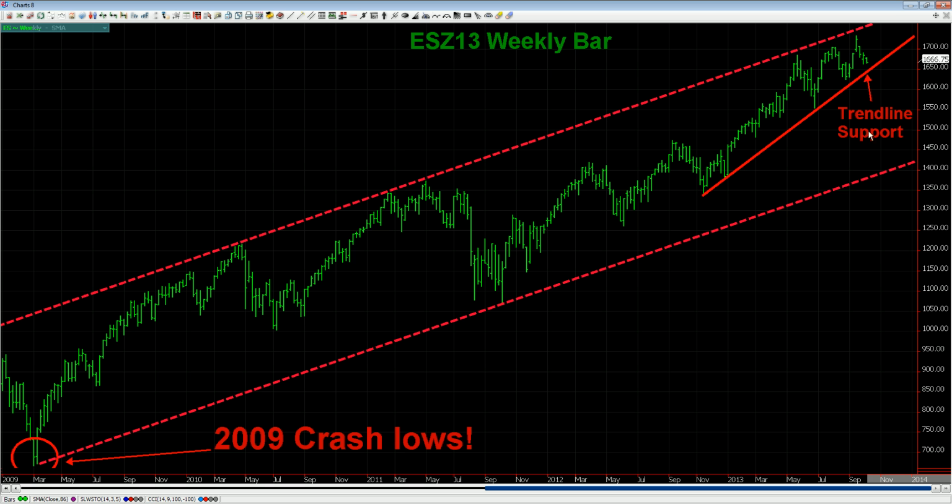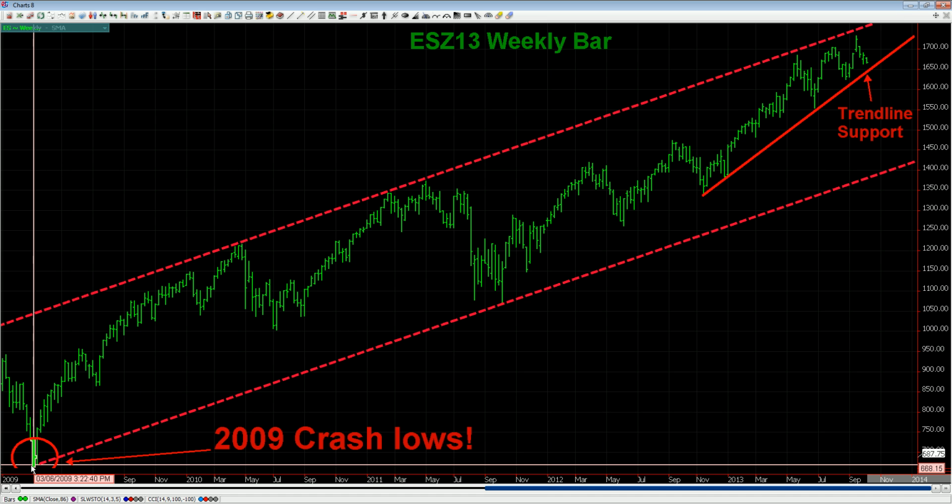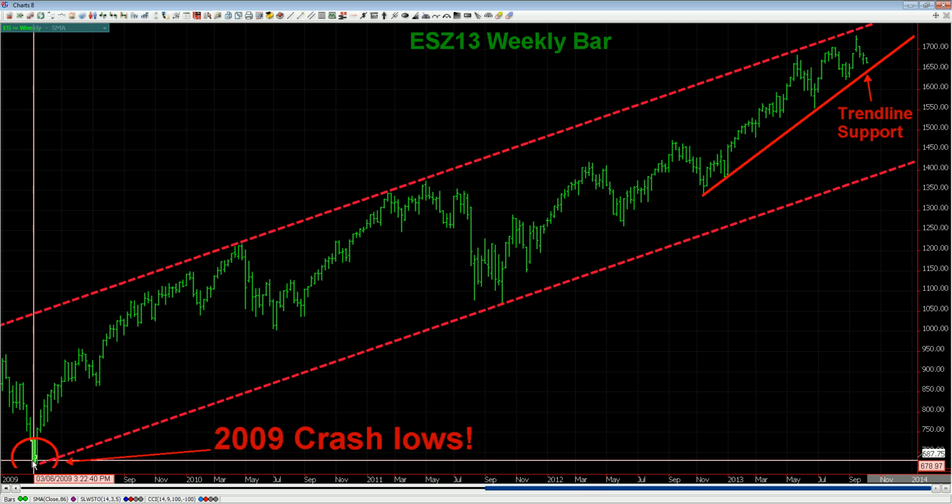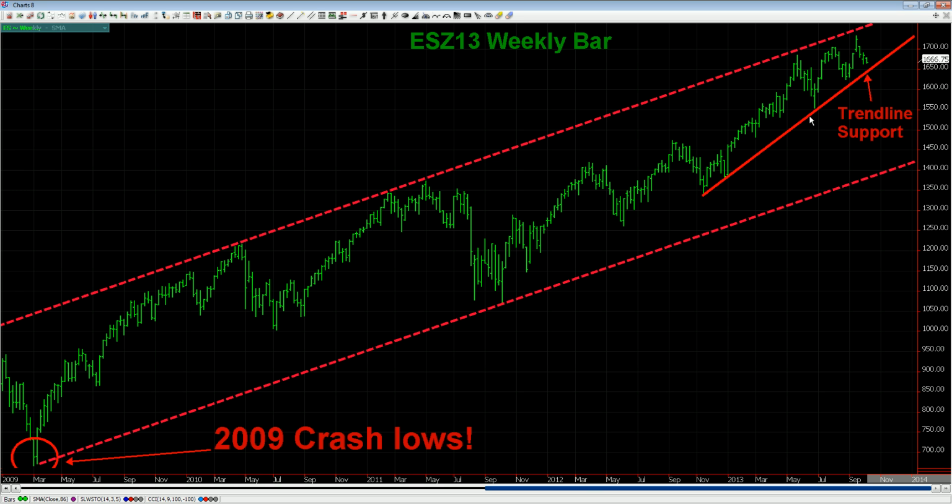E-mini S&P weekly bar chart. This red channel goes back to the 2009 crash lows. Traders, wonderful channel we've been in, and look at this fantastic support line. It starts here, and then it just begins to bounce, right? So it starts and it bounces and lands again. This is a weekly now. This is a lot of days before you get down here. So it bounces off the line, and then you come here and you bounce off the line again.